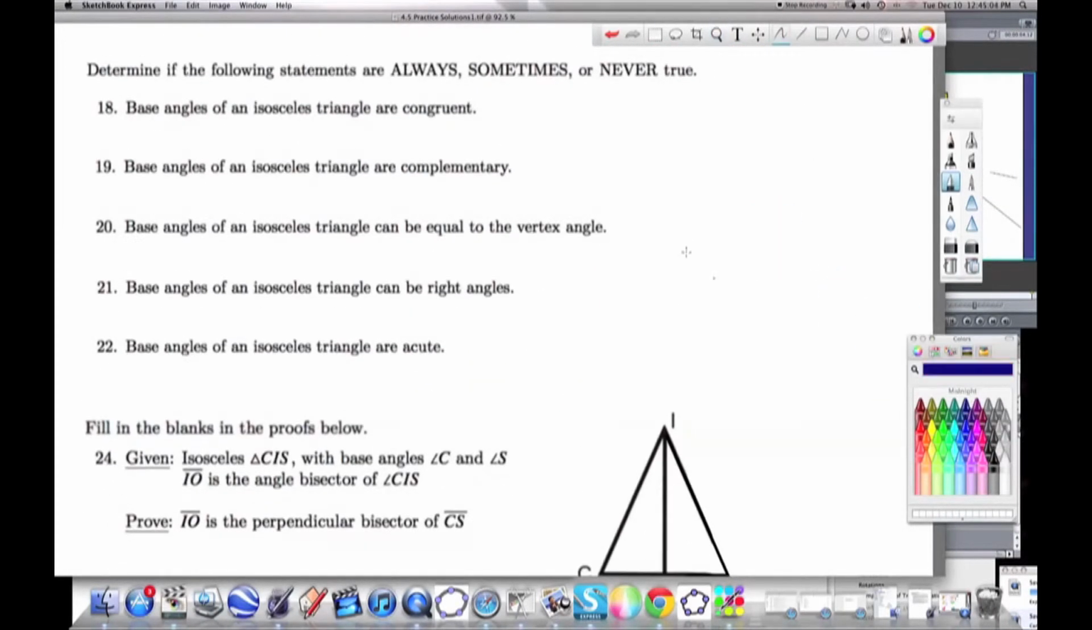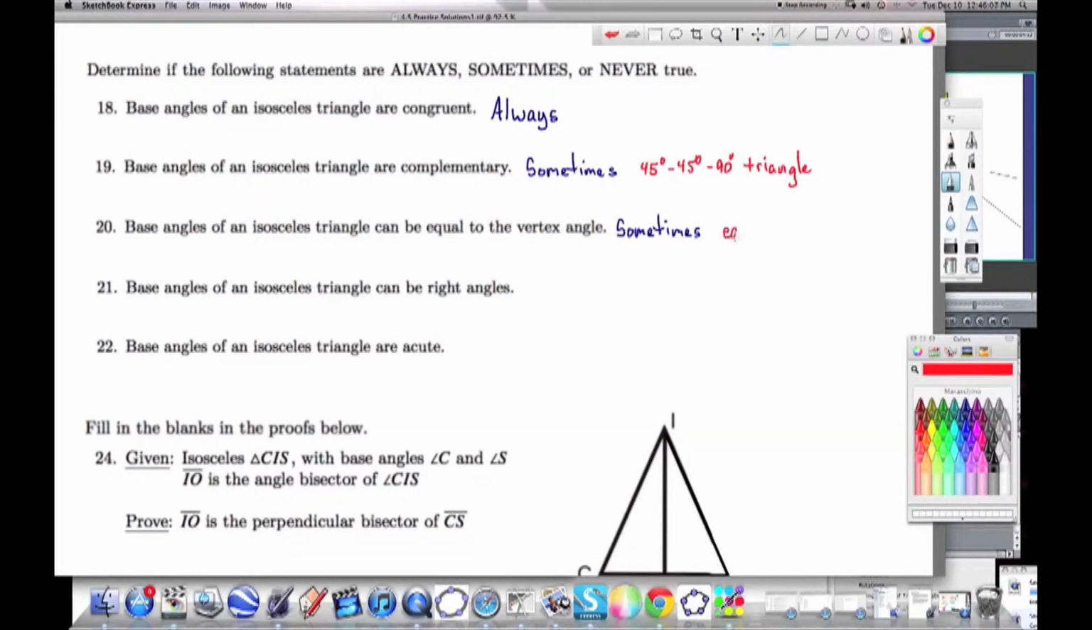Okay, let's see. Determine if the following statements are always, sometimes, or never true. 18. Base angles of an isosceles triangle are congruent. Always. 19. Base angles of an isosceles triangle are complementary. Well, that would be sometimes. If we had a 45, 45, 90 triangle, then the base angles would be 45 and 45, and that adds up to 90. 20. Base angles of an isosceles triangle can be equal to the vertex. That would be sometimes. If we had an equilateral triangle, all the angles would be congruent.